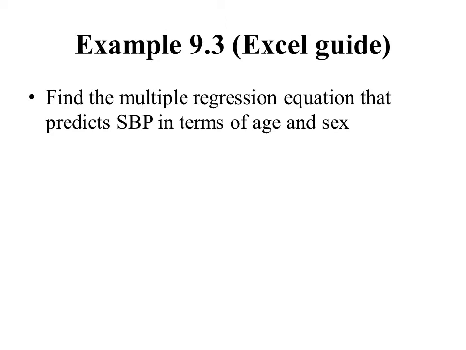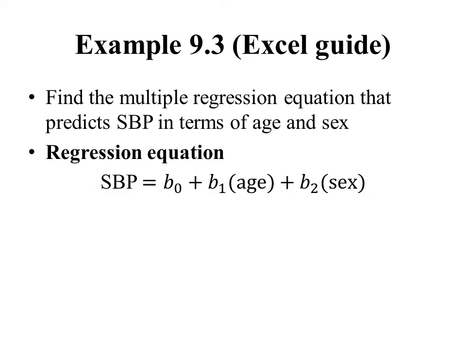Specifically in this example, we want to find the multiple regression equation that predicts systolic blood pressure in terms of age and sex. So we're going to use the same data as what we used in examples 9.1 and 9.2. It's just that our response variable is going to be systolic blood pressure, and our predictor variables are going to be age and sex. And so a regression equation is going to have this general form: systolic blood pressure equals a constant plus a constant times age plus another constant times sex.